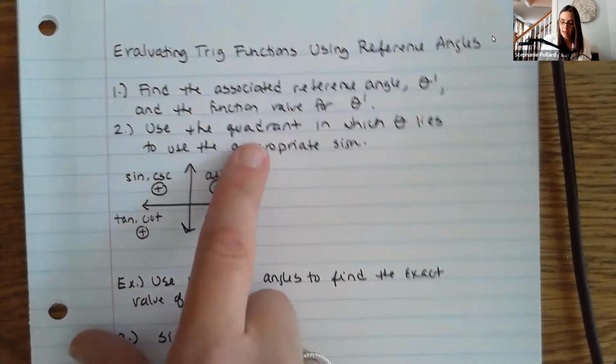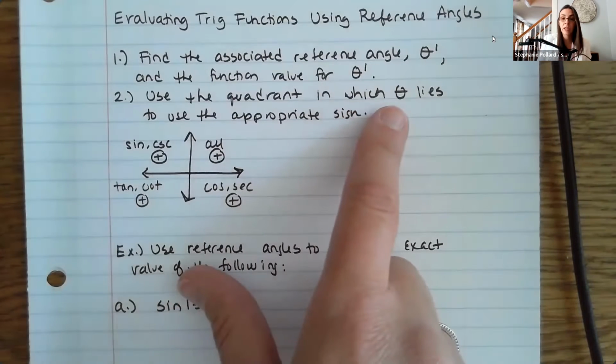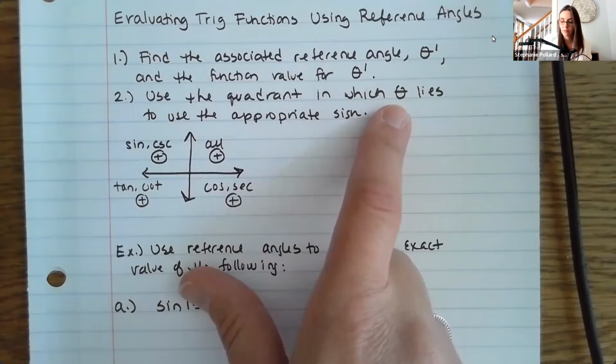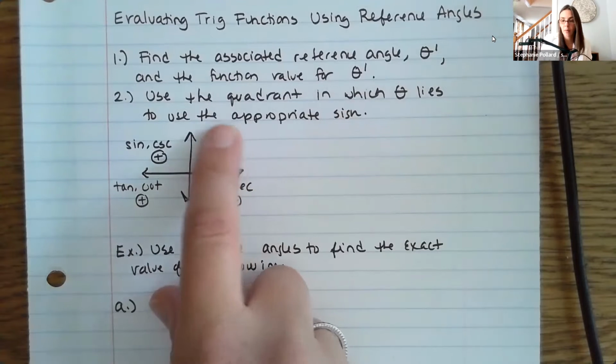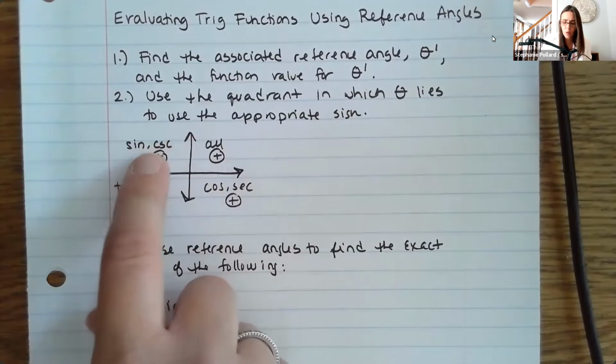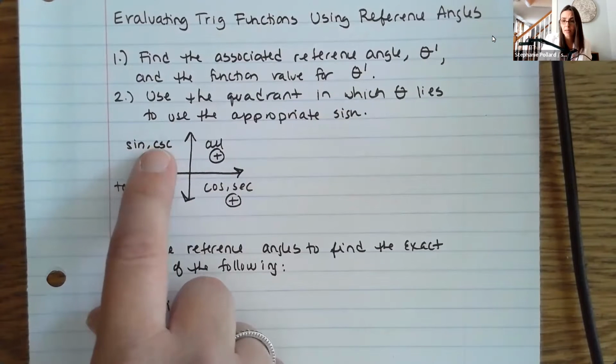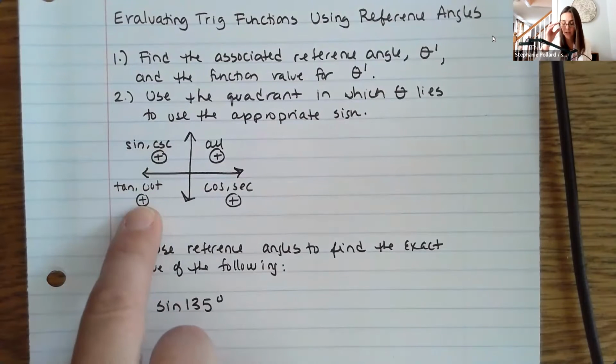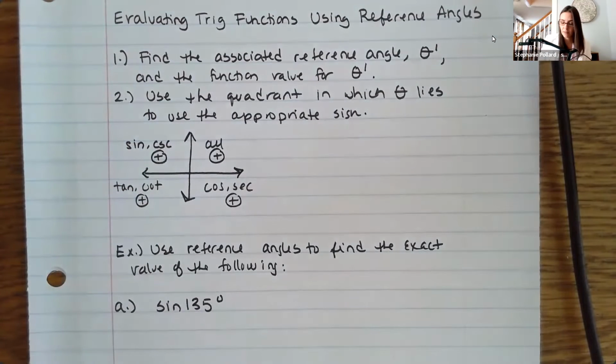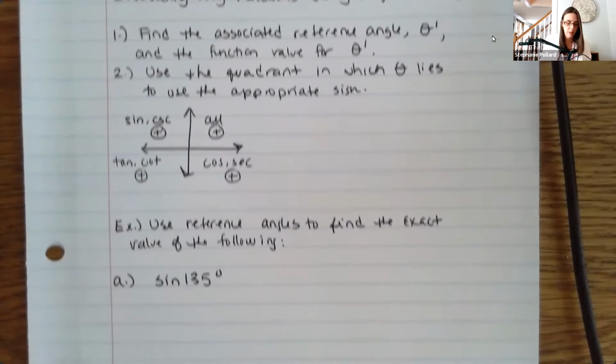So remember that, wherever the original angle lies, whatever quadrant, that's the sign you want to use. So in the first quadrant, all of them are positive. In the second quadrant, only sine and cosecant are positive. In the third quadrant, tangent and cotangent are positive. And in the fourth quadrant, cosine and secant are positive. So let me show you what I mean here.